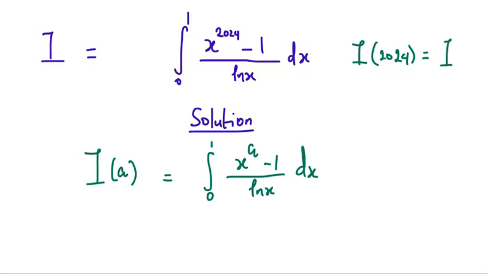Okay, now what if a is equal to 0? Let's see. I(0) is going to be equal to, remember, x to the power of 0 is 1. 1 minus 1 is equal to 0. So the numerator becomes 0, which makes the integral 0. So this is very important, that I(0) is equal to 0.